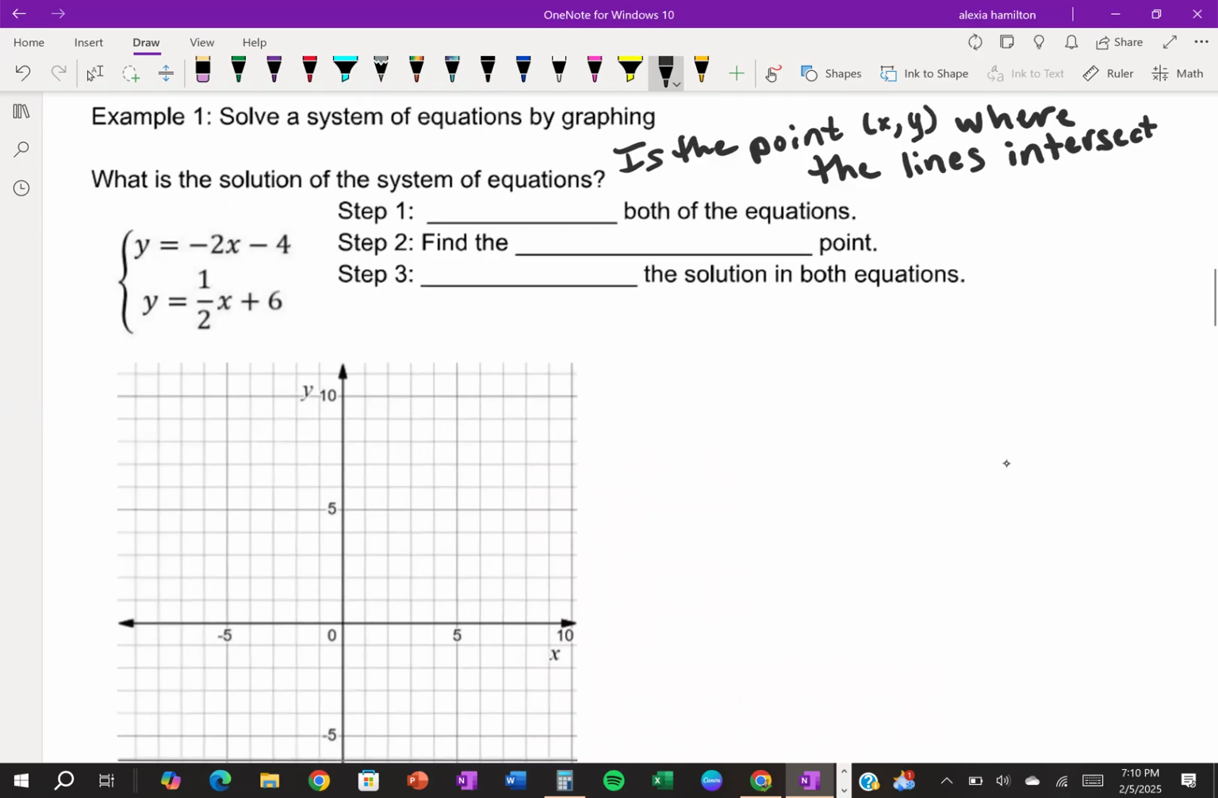Because a line, the reason why we're able to graph lines in the point x, y is the points make up all of the possible solutions for that particular equation. So what I'm asking you is to find a point that's in common. That would mean that the lines would have to intersect.